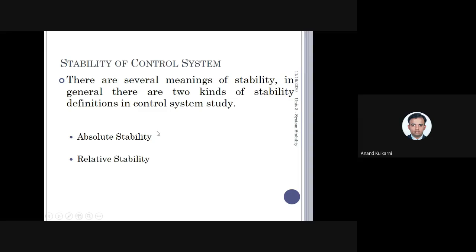Absolute stability analysis is just to find whether the system is stable or unstable. But once you find the absolute stability and you have system A and system B, suppose A and B are both stable systems, I want to check whether A is more stable than B or B is more stable than A. That is relative stability analysis.